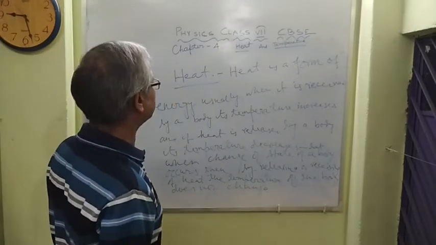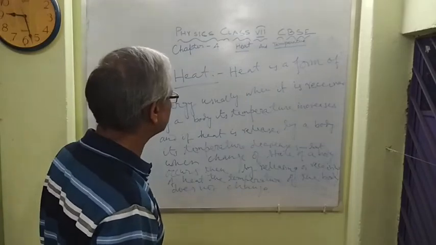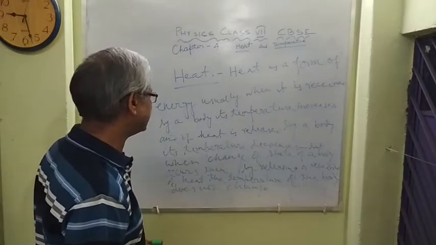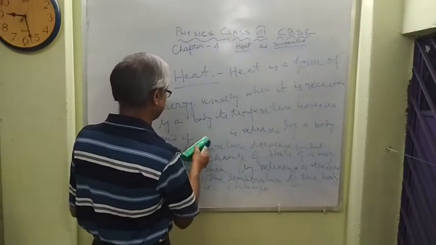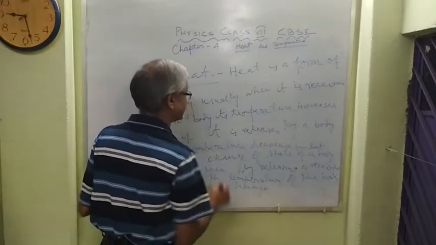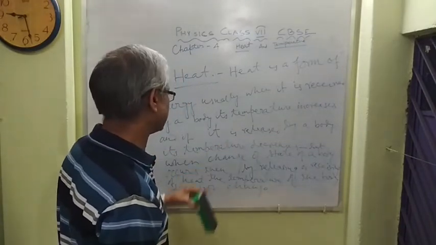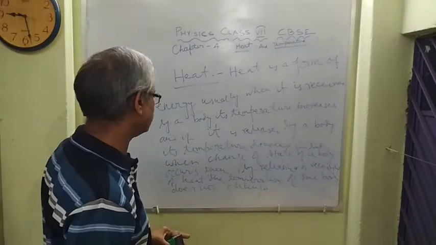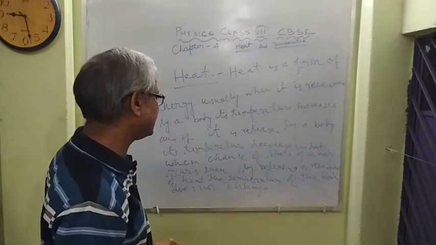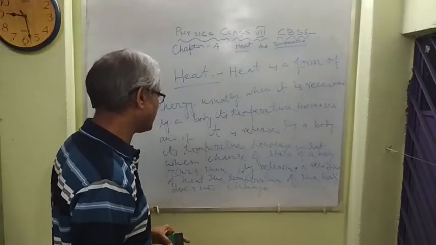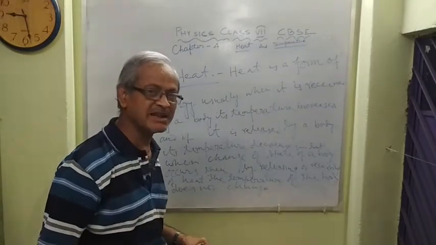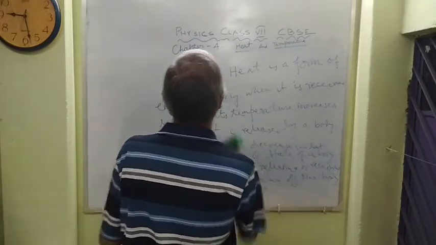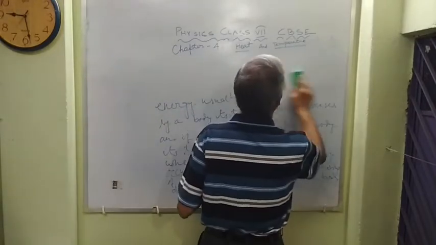So, we define heat. Heat is a form of energy. Usually when it is received by a body, its temperature increases. And if it is released by a body, its temperature decreases. But when change of state of a body occurs, then by releasing or receiving heat, the temperature of the body does not change, that is, it remains the same, that is constant. Now we know about temperature.